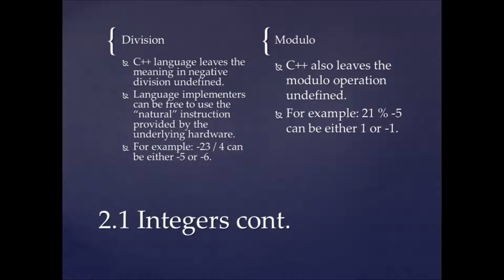The language implementers are free to use the natural instruction provided by the underlying hardware. For example, negative 23 divided by 4 can be either negative 5 or negative 6. In another example, 21 modulo negative 5 can be either 1 or negative 1.